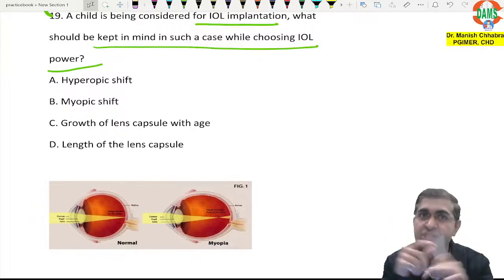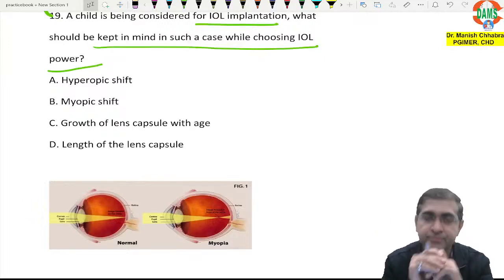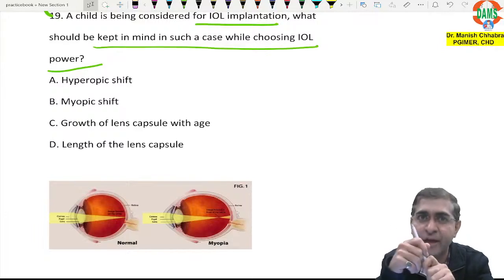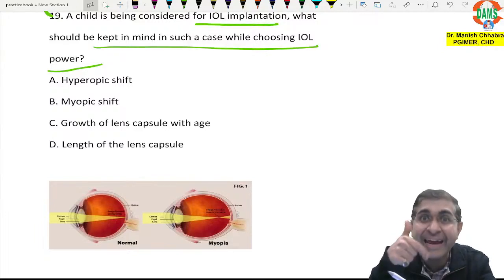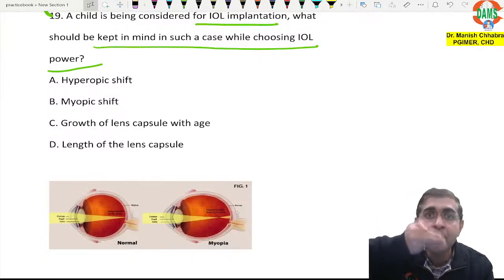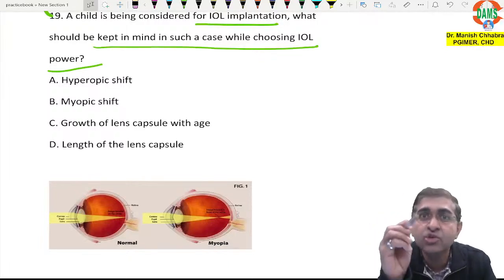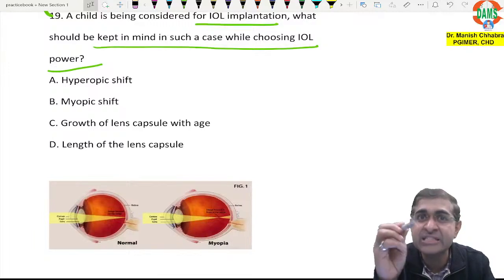So that we can save the time of writing. So what are the components of biometry? First you will go for keratometry. Keratometry is the assessment of the power of the cornea. Second, you will do A scan. A scan is where you measure the axial length of the eye.